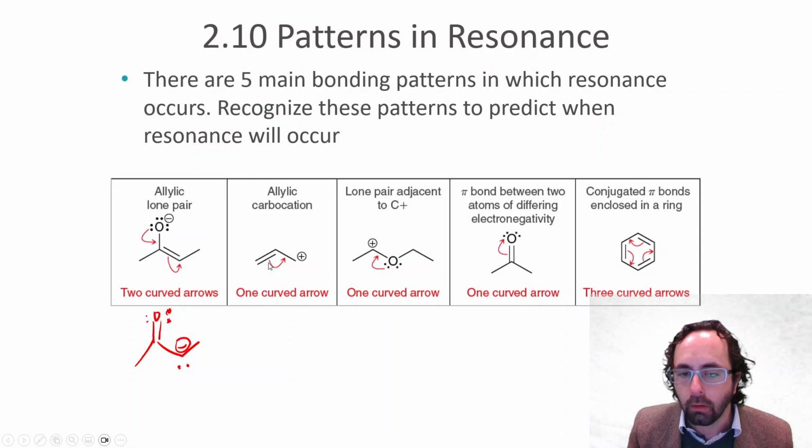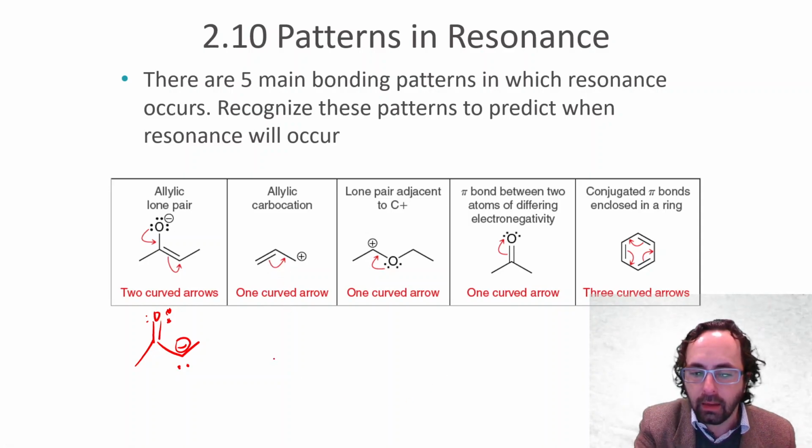The example we saw earlier was the allylic carbocation. There's one curved arrow in that, and after that is done, now the double bond is here, and now this carbon, which had 3 bonds and no lone pairs, now has 3 bonded atoms and no lone pairs for a total of 4 bonds, because there's a double bond here and 2 single bonds.